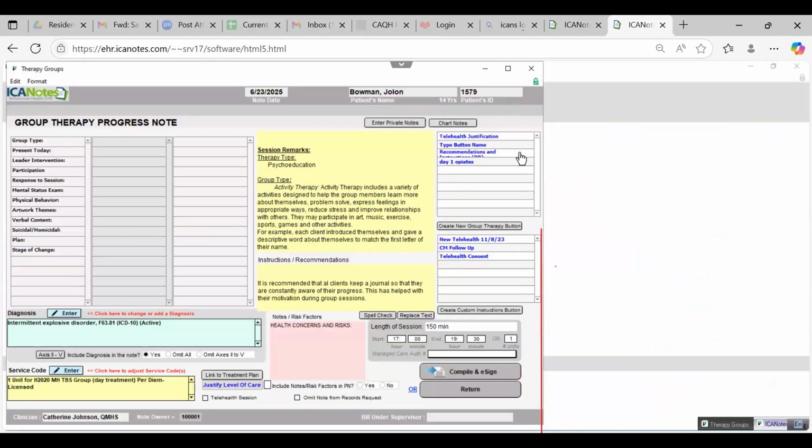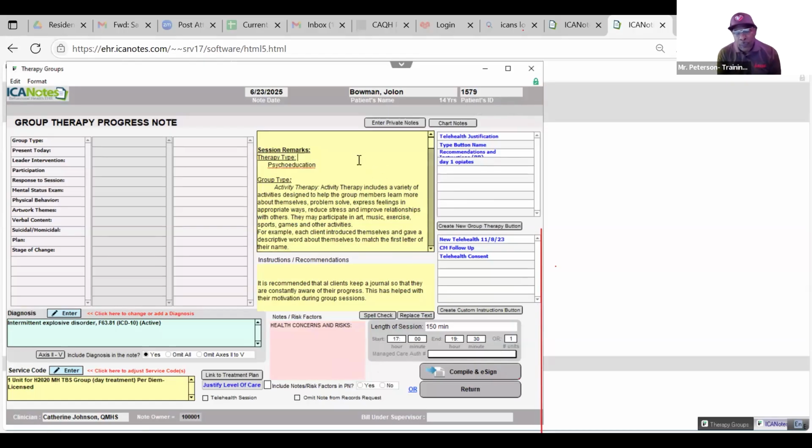Okay, so this is the group therapy progress notes. I didn't want to e-sign it yet. This is also a time to look it over one more time. Maybe go ahead and click the spell check there just to make sure our spelling is right. That's one thing I would look at. Just look at it one more time before you send it off.